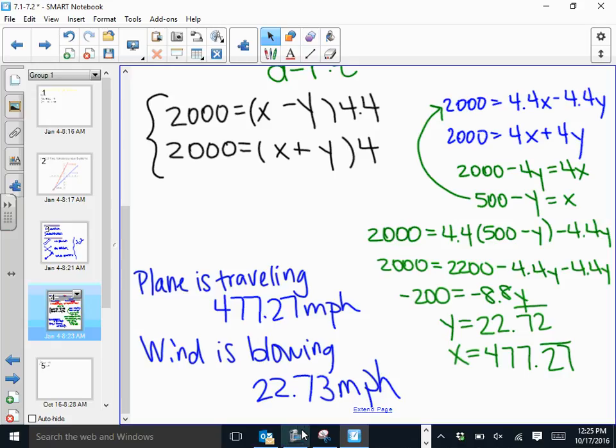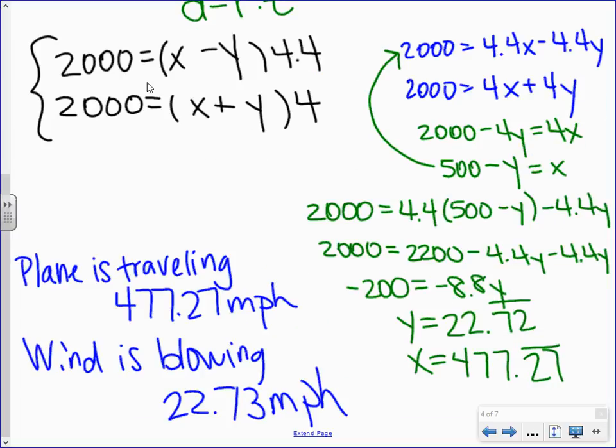Were there any questions about our airplane example? Okay. You are going to have word problems in your homework, and you are going to attempt them. Make sure you label the variables. Look at what the question is asking you to find. Usually that will tell you what your variables need to be.